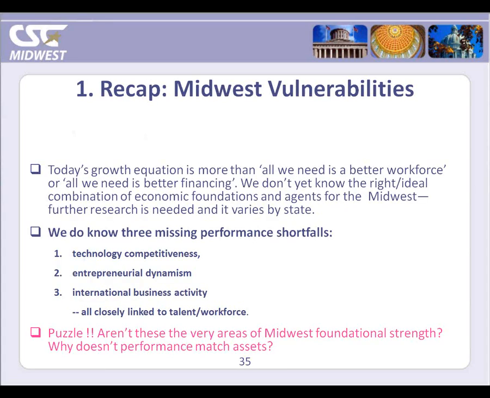On the next slide, we identify 3 areas where we have common vulnerabilities. So given the fact there's a great diversity of growth, but given the fact there are great interdependencies, where are some areas where there are the most common deficiencies across the states? There are 3 main areas: technology competitiveness, entrepreneurial dynamism, and international business activity.